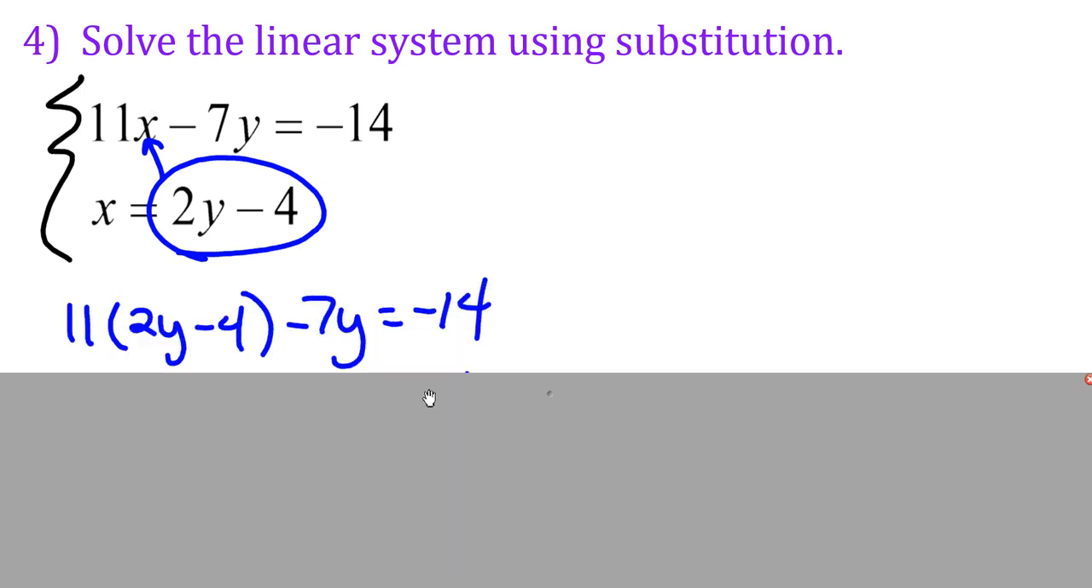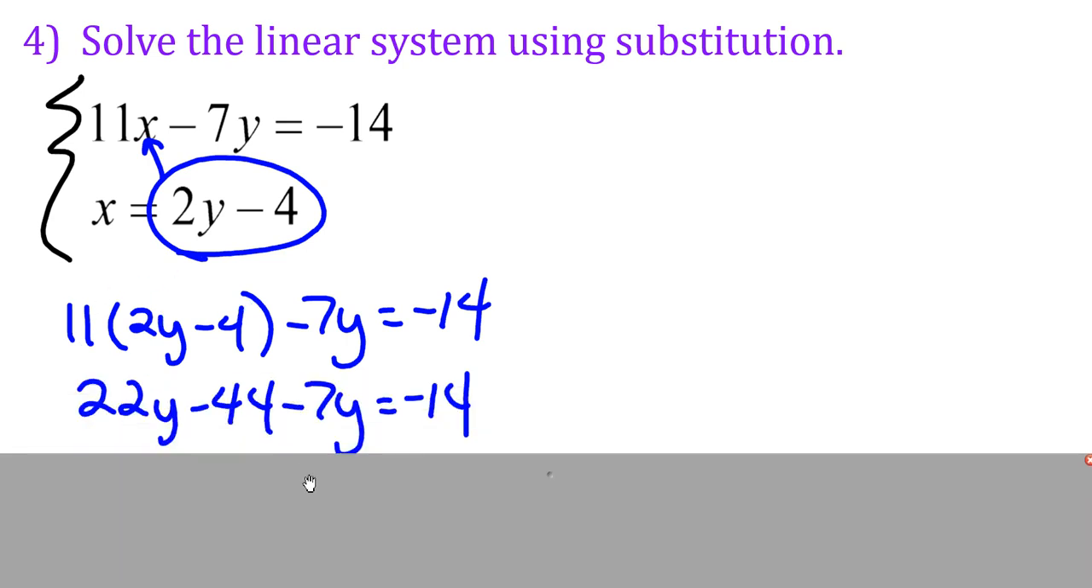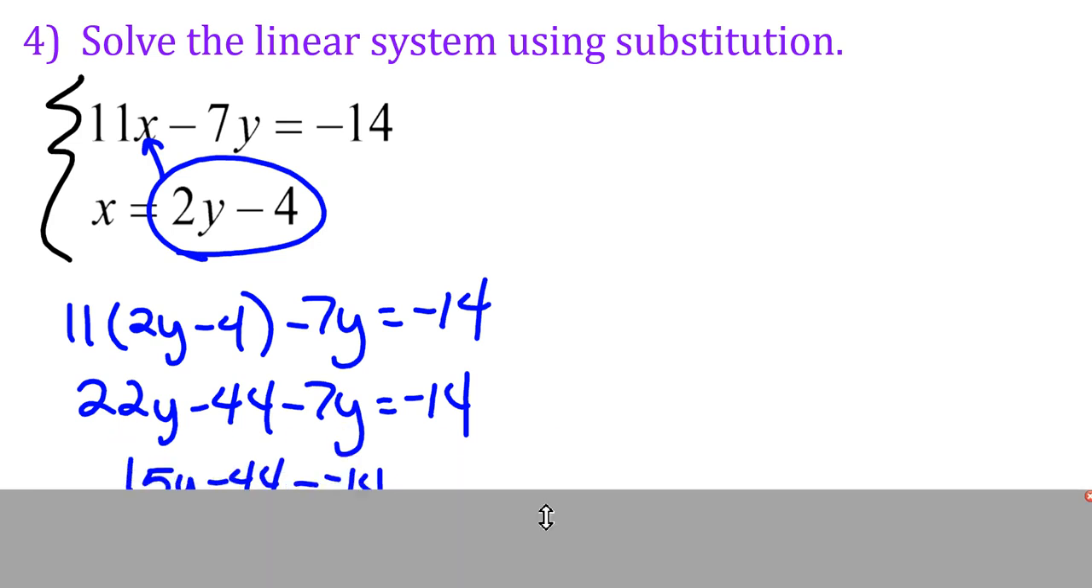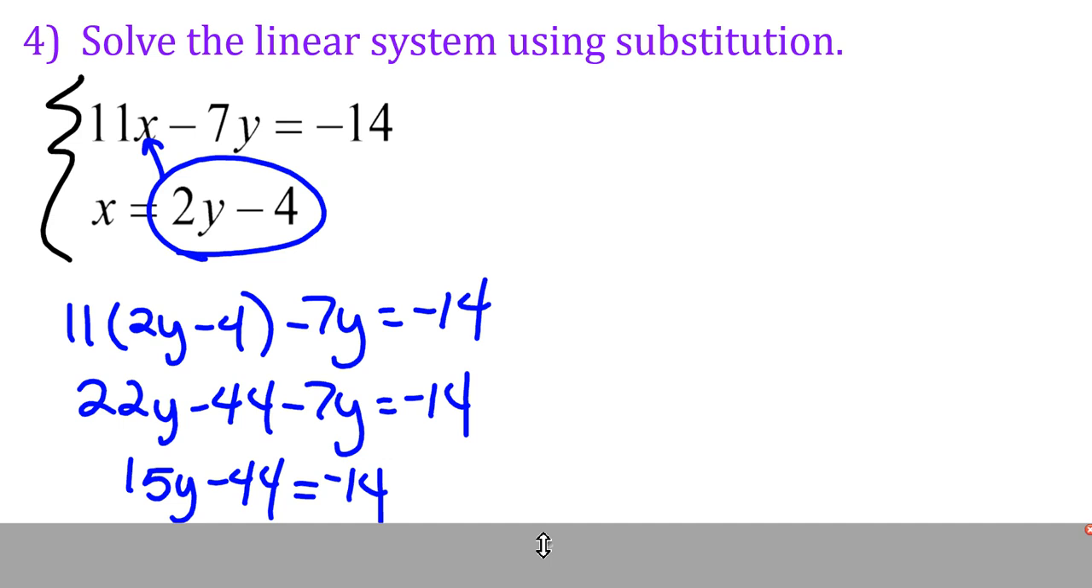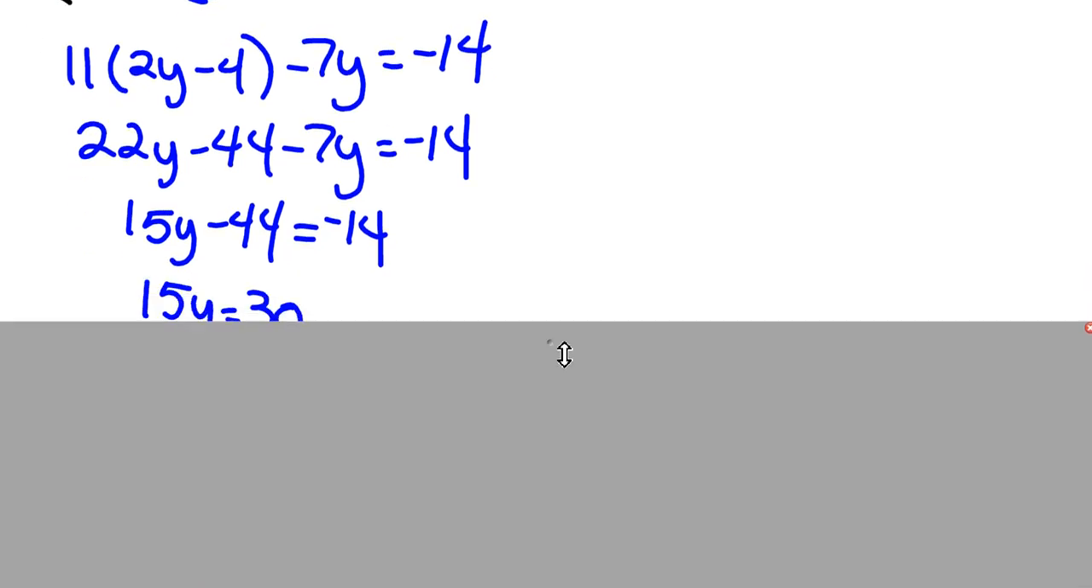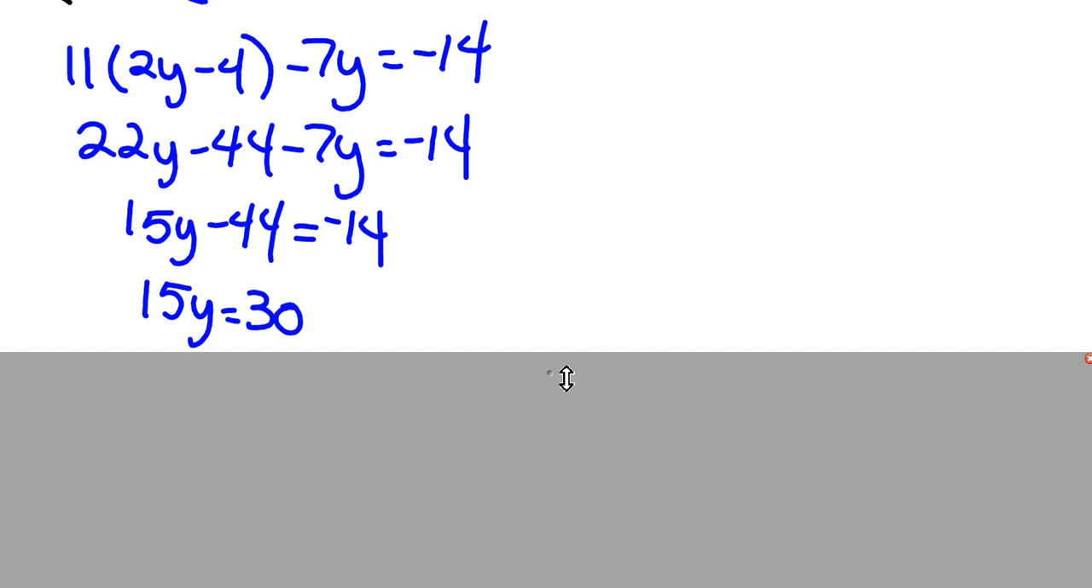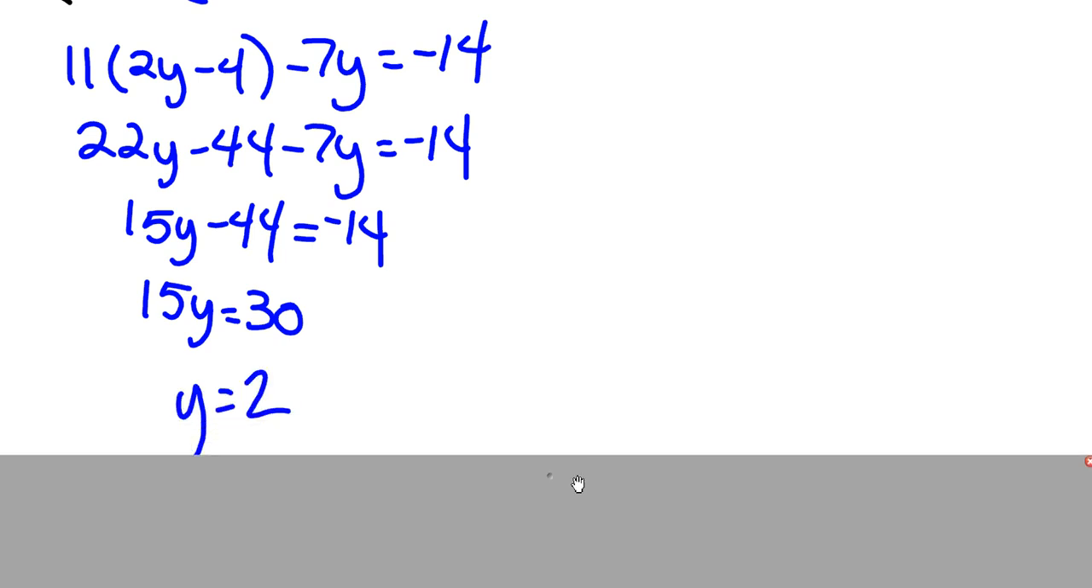Now we're just going to use order of operations to simplify. So we're going to distribute 11 to both 2y and negative 4. That would give us 22y minus 44 minus 7y equals negative 14. We have some simplifying to do on the left-hand side by combining the y's. So a positive 22y and a negative 7y gives us 15y. Now we can start working on isolating y. So how do we do that? We're going to add 44 to each side of our equation, then divide by 15. So y equals 2.